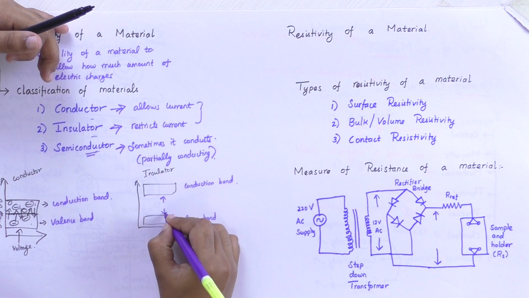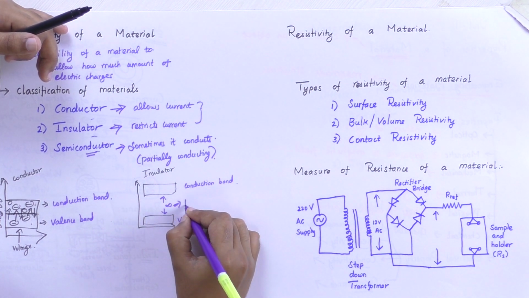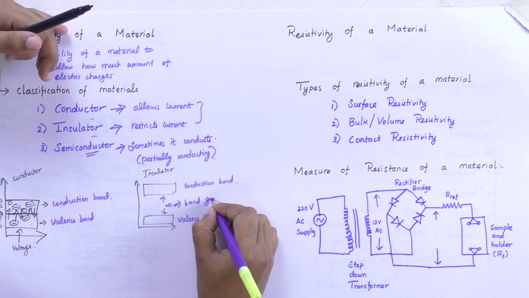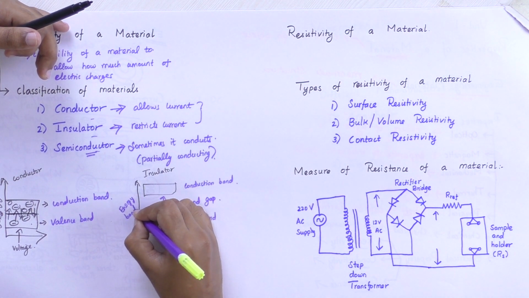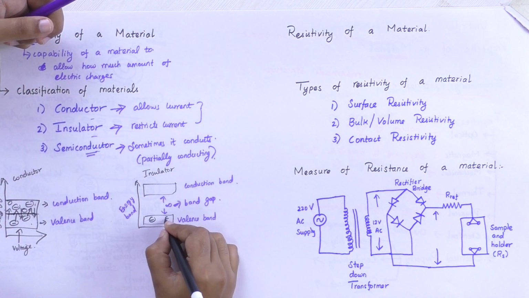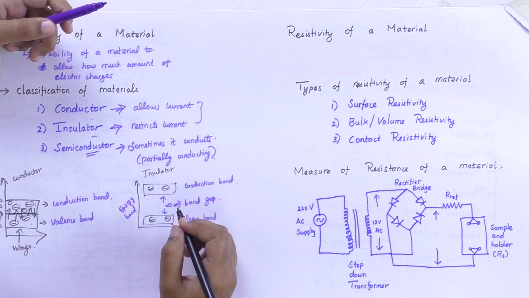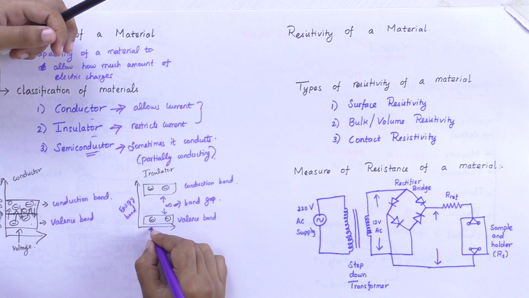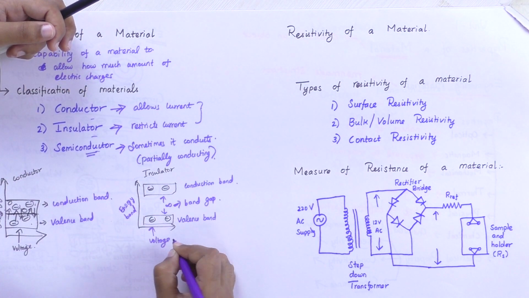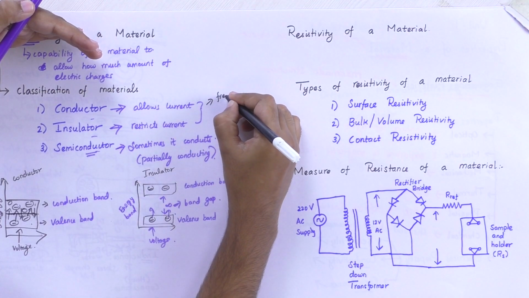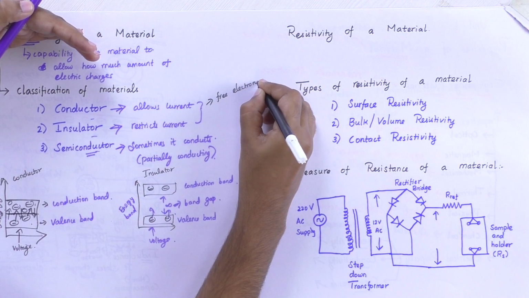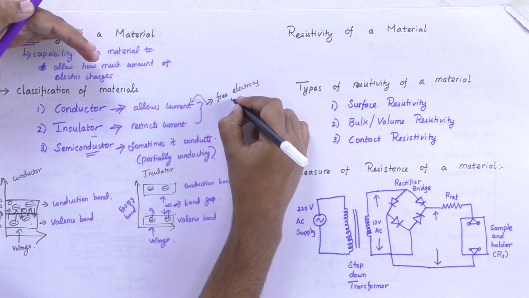We will say sometimes this is infinity. The band gap is infinity, so even when you apply a voltage, electron transitions will never happen. But also we can say that the conductors will have free electrons on its surface.